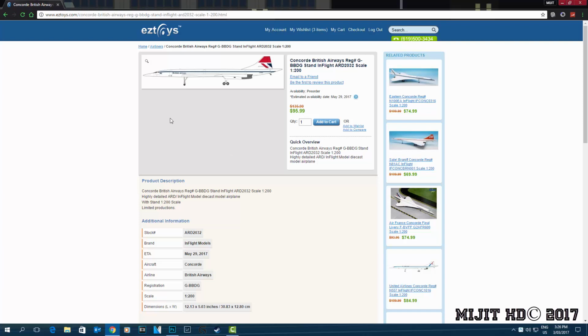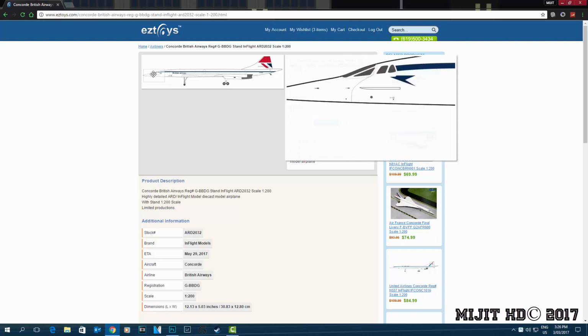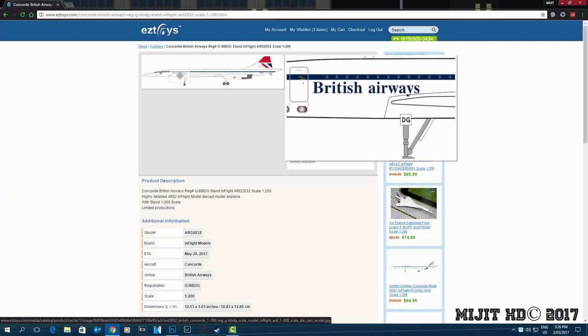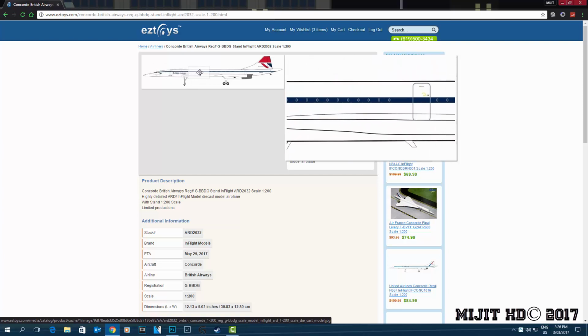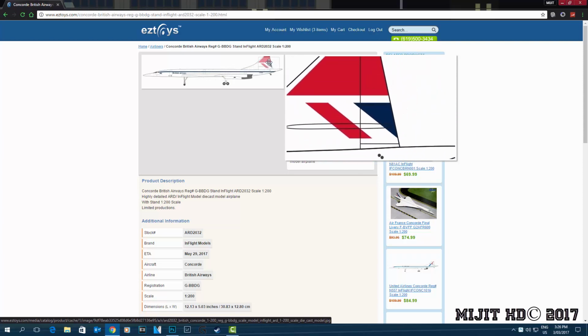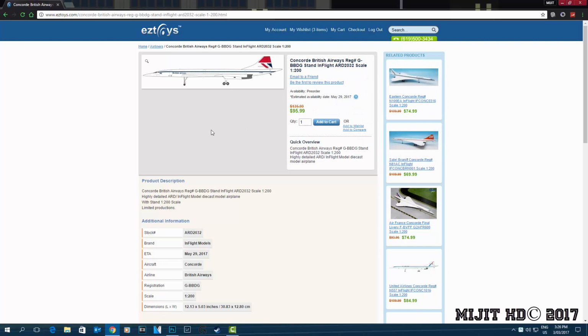Concorde, British Airways, registration GBBDG, and this is the old Landor colours. Very good looking aircraft. I'm not sure if I should get it because Gemini Jets did a great job with the Air France one. I'm still waiting on the British Airways one, the, you know, what do you call it, the ribbon livery. I'm still waiting on that one. So I may get it, but if I do, I'll probably just wait for JC Wings or Gemini Jets.